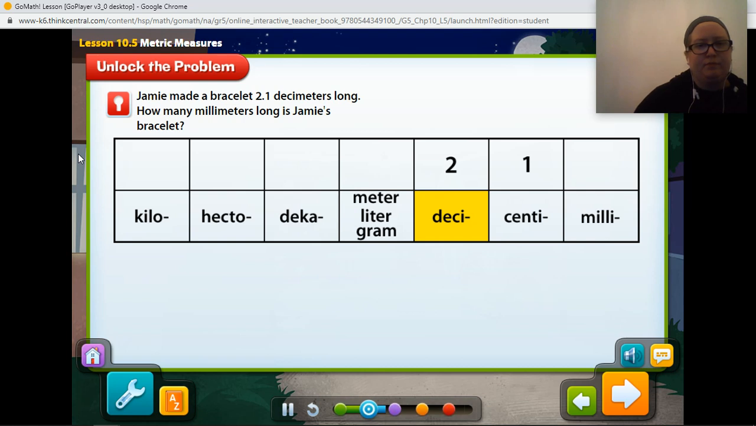Since the unit is decimeters, you need to place a decimal point in the diagram so that decimeters are the whole number unit. You place the decimal point after 2 to show that decimeters are the whole number unit. Consider how many powers of 10 smaller millimeters are than decimeters. This will show how many places you need to move the decimal point to convert to millimeters.